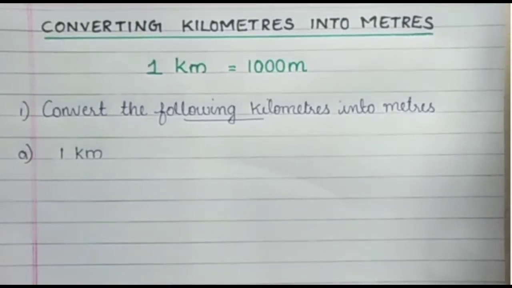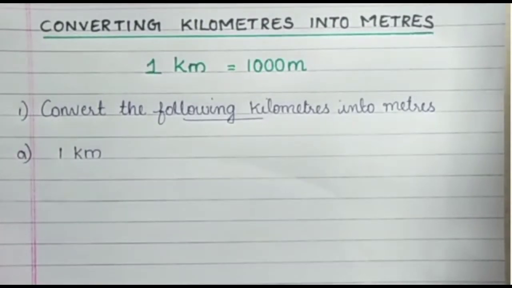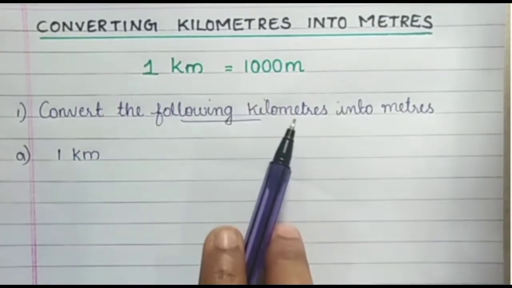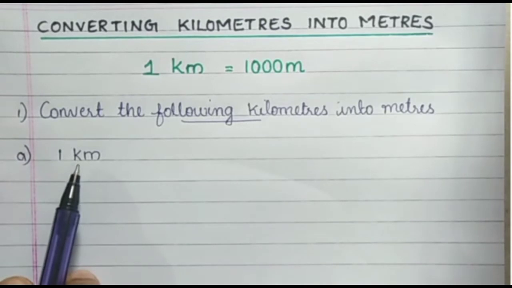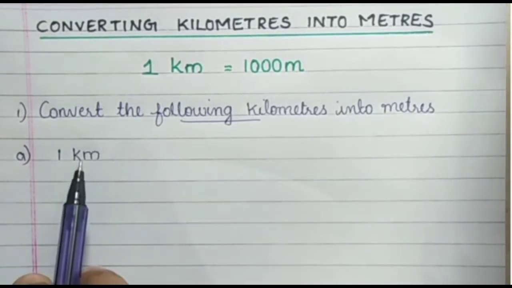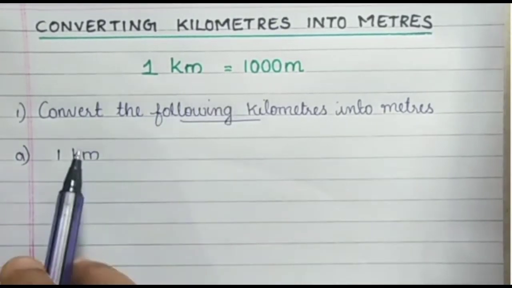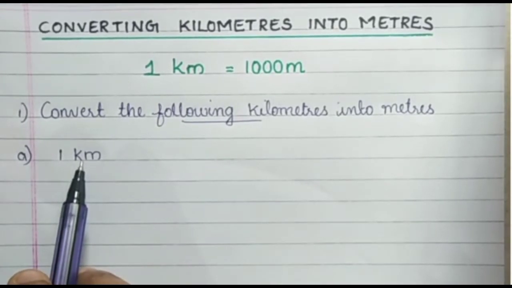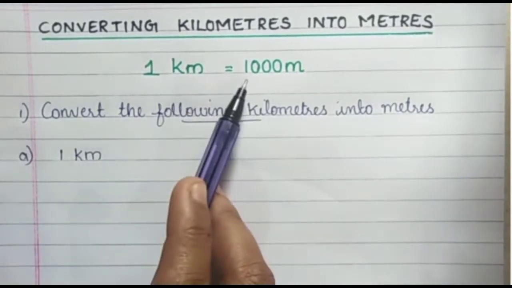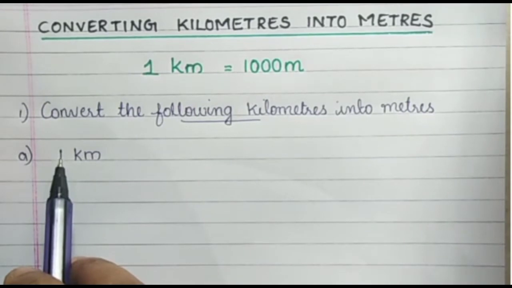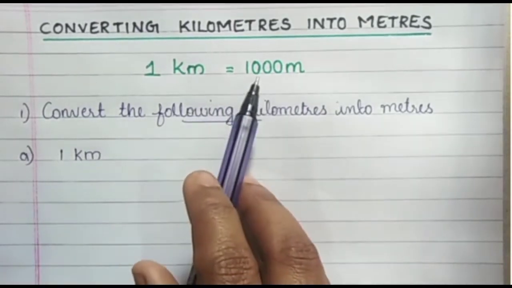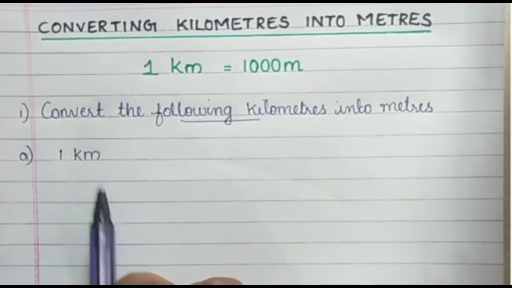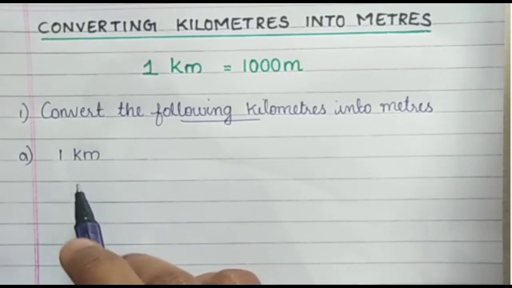To make this topic more clear, let's do some more problems. Convert the following kilometers into meters. The first question is 1 kilometer. We learned that to convert kilometers into meters, we should multiply the number of kilometers by 1000. Here, the number of kilometers is 1. To convert it into meters, we should multiply the number 1 by 1000. So, we can convert 1 kilometer into meters.